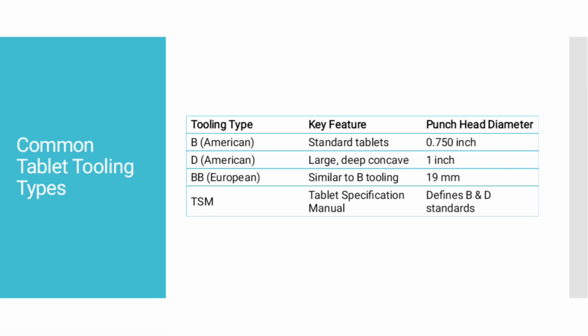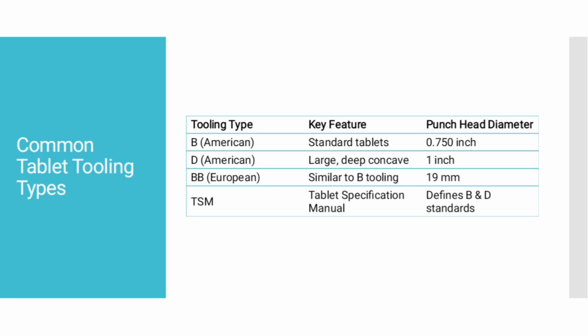Moving to next slide, that is common tablet tooling types, right? So tablet tooling refers to punch and die system which is used for tablet compression. Okay. The first one, B tooling, that is American standard. Its punch head diameter is 0.750 inch and used for most standard tablets.